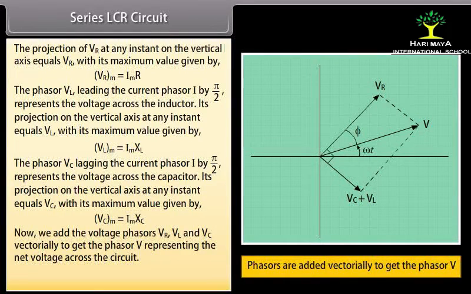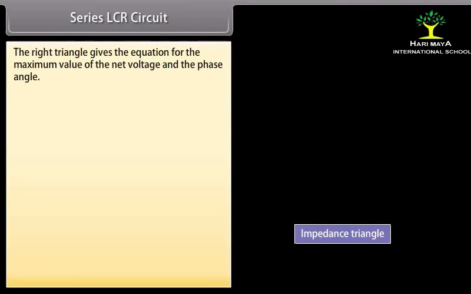Now, we add the voltage phasors VR, VL and VC vectorially to get the phasor V representing the net voltage across the circuit. Vm = square root of (VR max squared plus (VC max minus VL max) squared). The right triangle gives the equation for the maximum value of the net voltage and the phase angle. Tan phi = (VC max minus VL max) upon VR max.